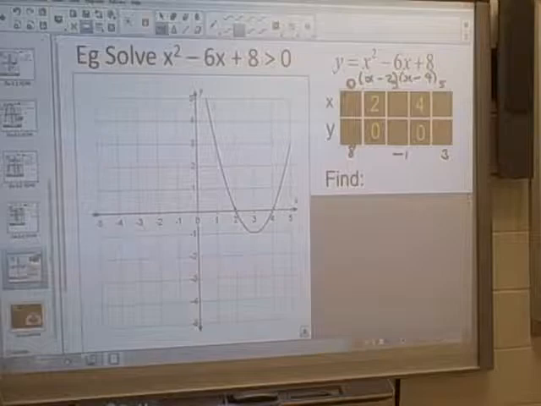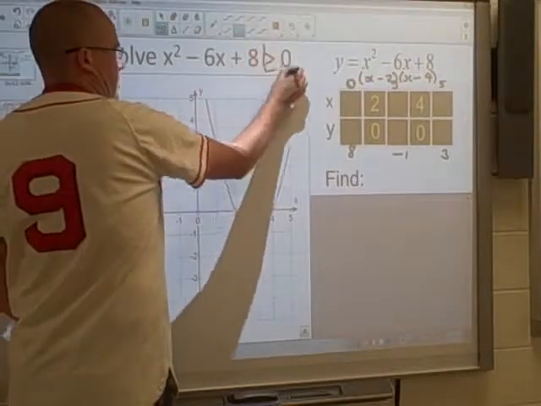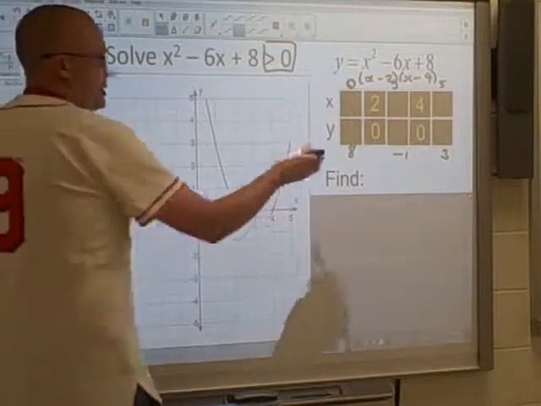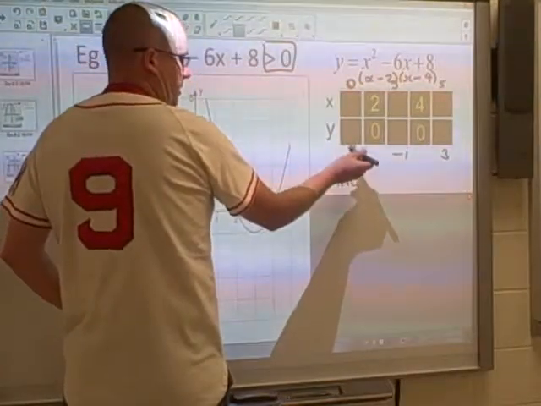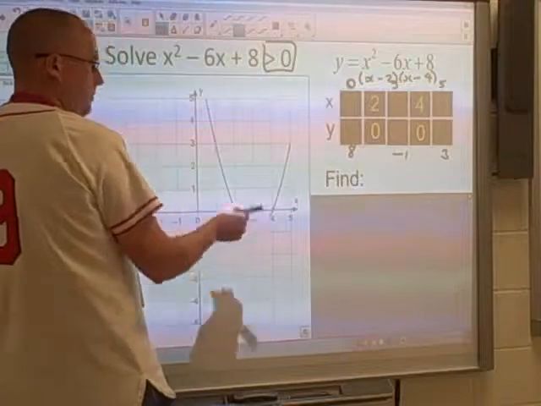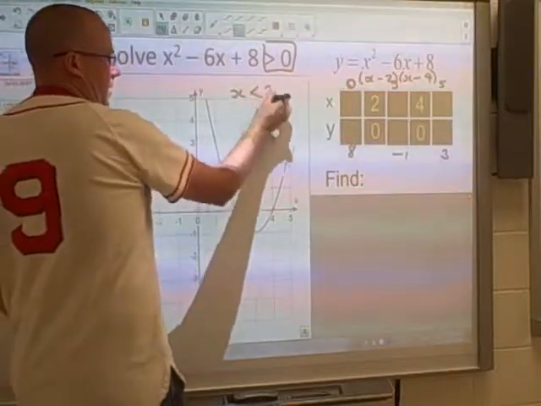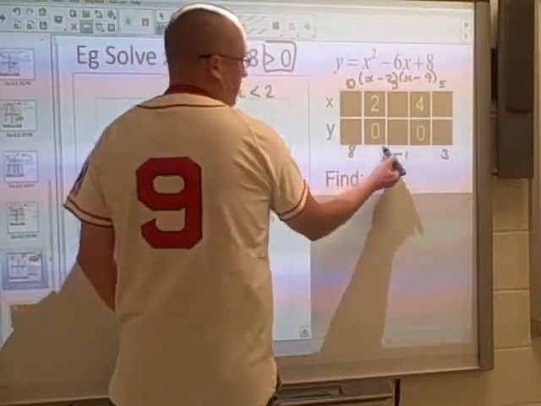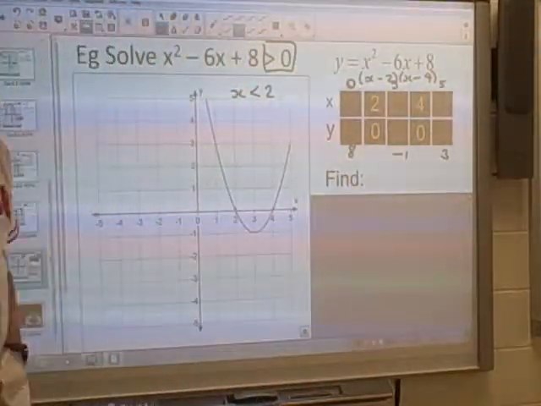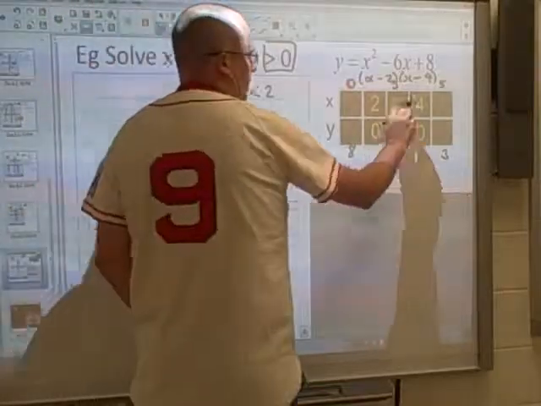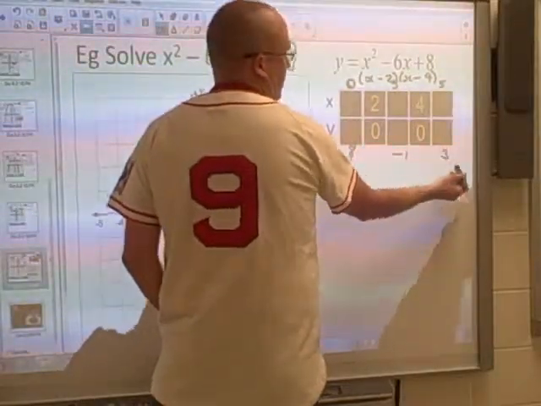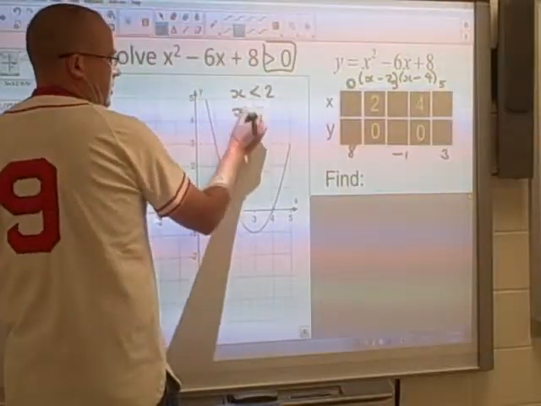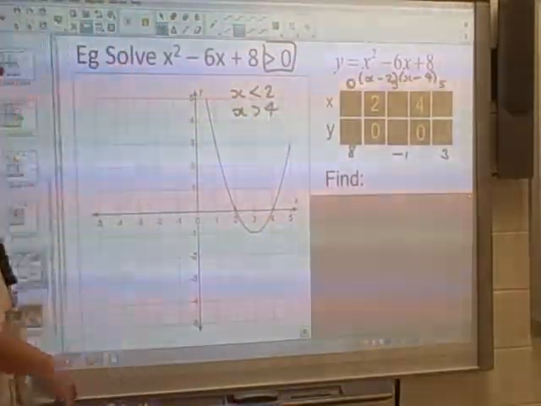Now what we're looking for on the table is this part here. When is this greater than 0? So if I look to the left of 2, I can certainly see I've got a positive answer here. So that's actually one of my answers. X is less than 2. Now if I look between the two numbers, I can see this is not greater than 0, so I can actually ignore that part. And if I look to the right of 4, once again I can see I got an answer that's greater than 0, so also I can say anything that is greater than 4 would also work.